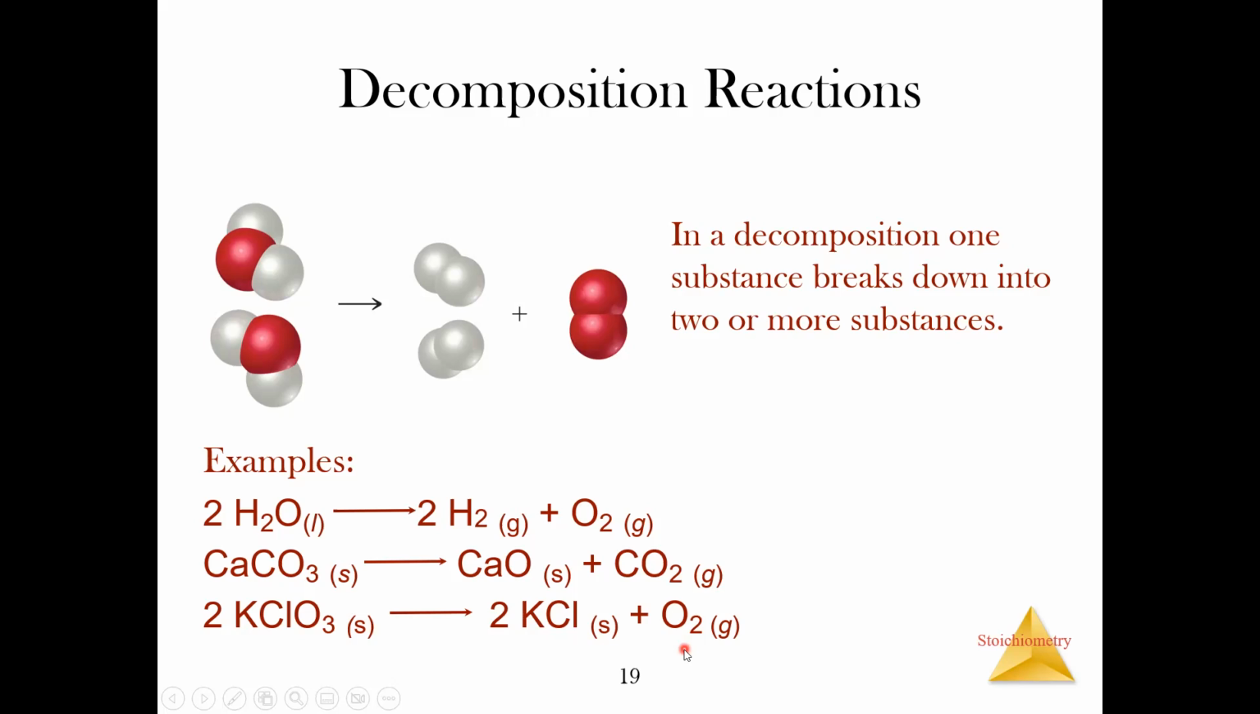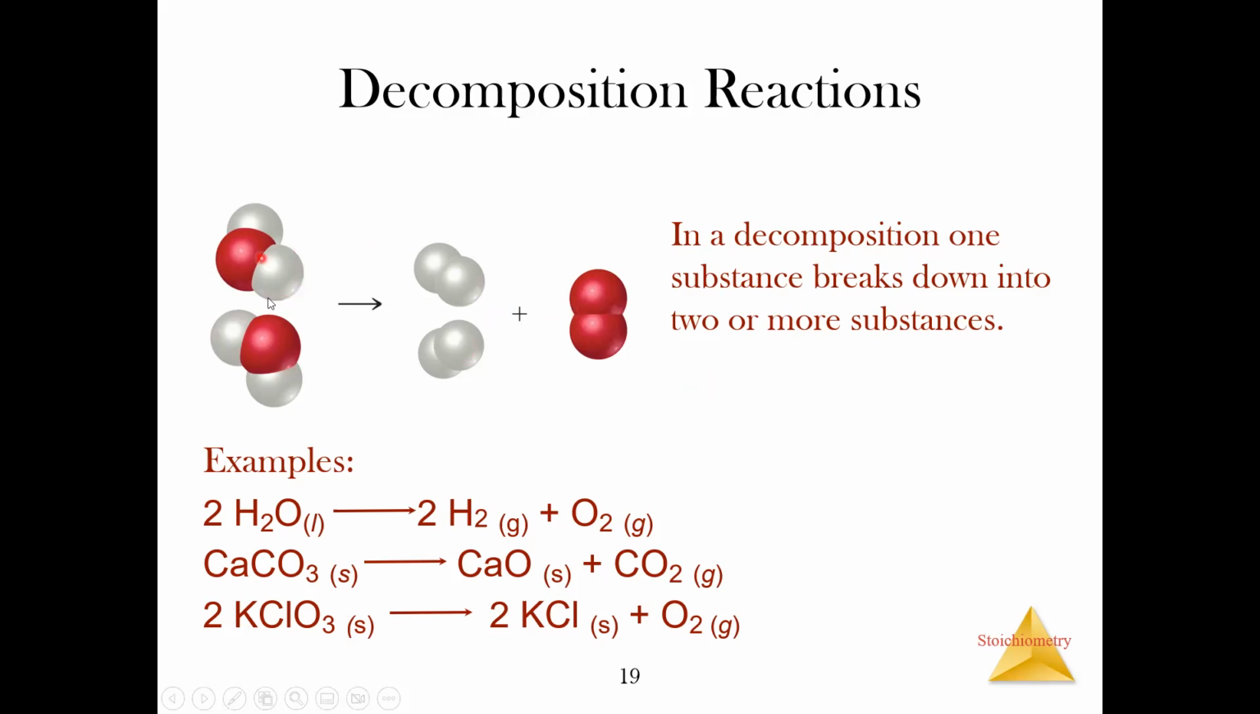So if you've ever taken a biology course or something like that, you may have talked about decomposers. If a leaf falls off a tree in the autumn, the decomposers, those microorganisms, break it down, release those nutrients back into the soil. So we're taking that larger substance, breaking it down into the smaller pieces. Same thing we're seeing here with these decomposition reactions. So we're taking something like water, splitting it into hydrogen and oxygen.